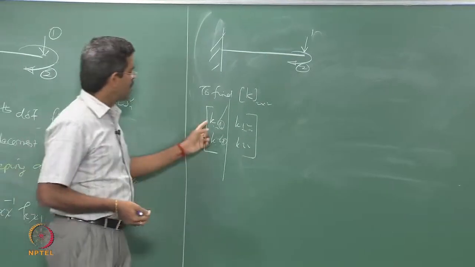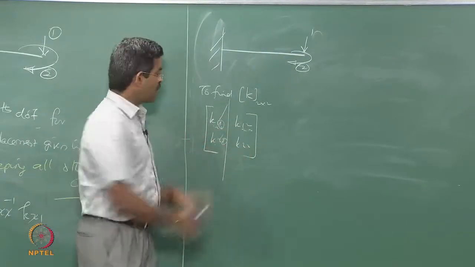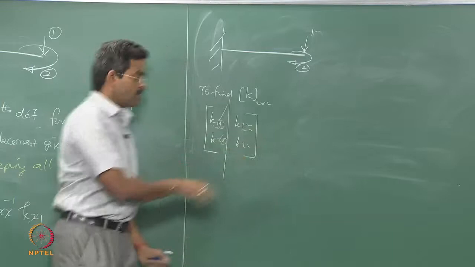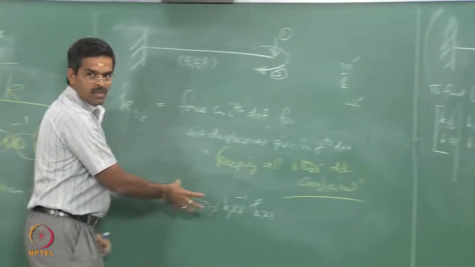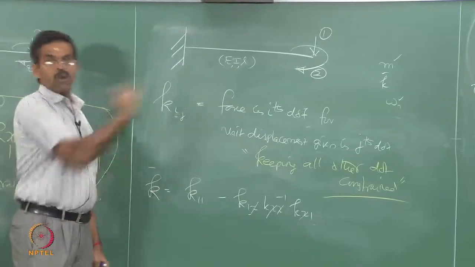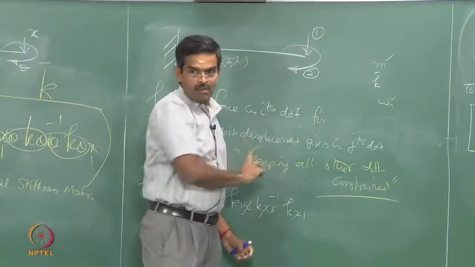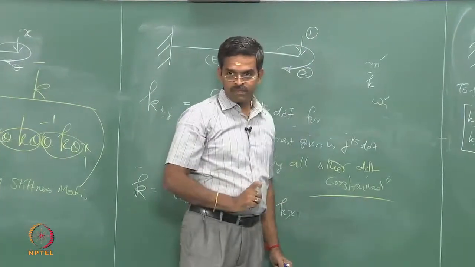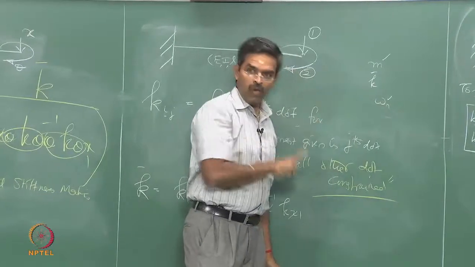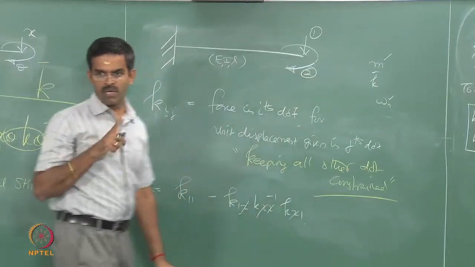In this way, I will get all the 4 coefficients. If I get all the 4 coefficients individually, I plug them in this equation and get a single value, which is the equivalent stiffness of a member which has 2 degrees of freedom, but with 1 k. So, 1 m, 1 k, 1 omega. Okay, it is easy to solve.